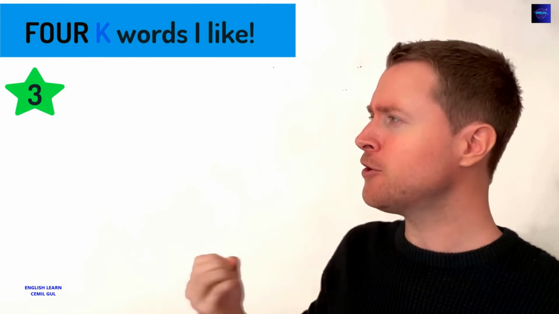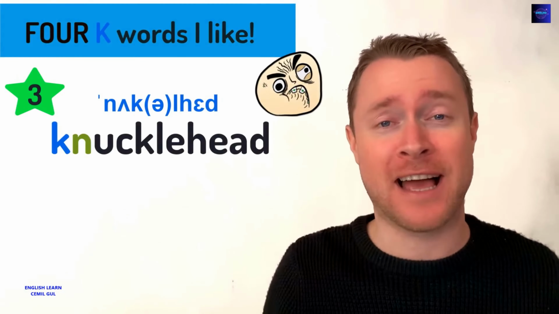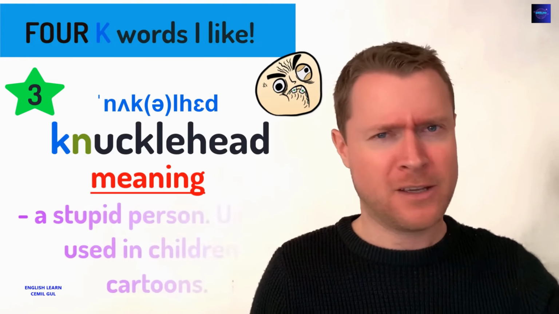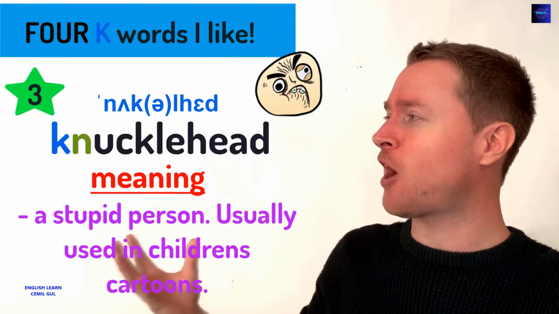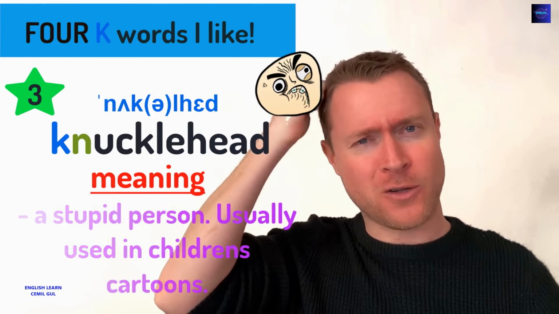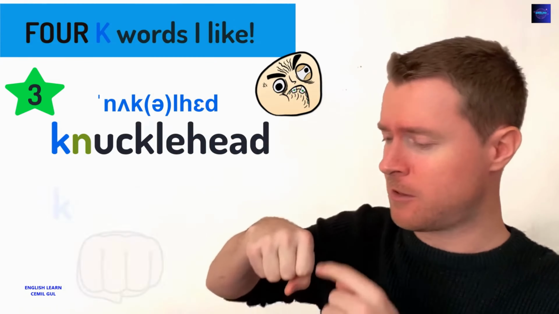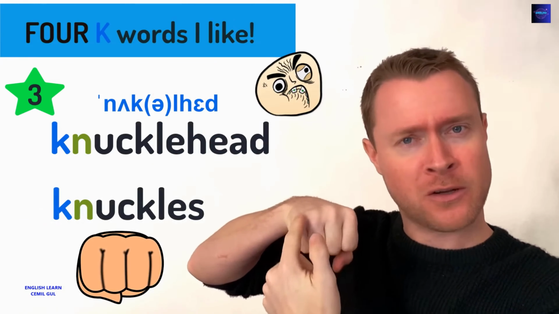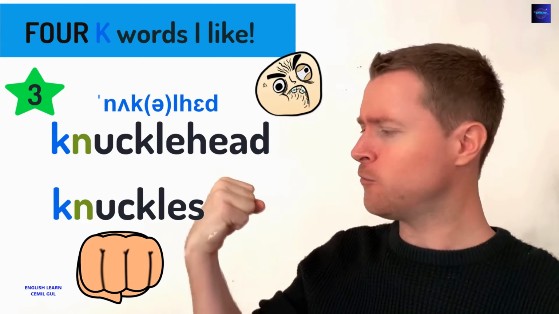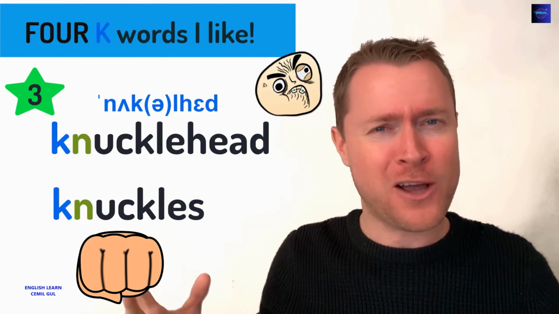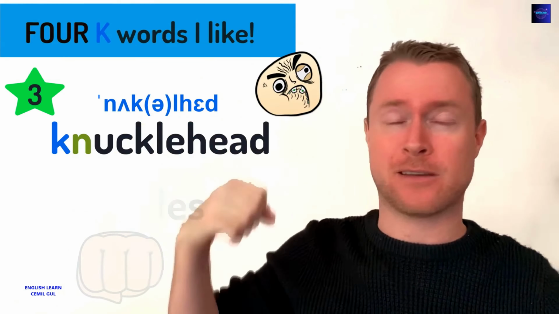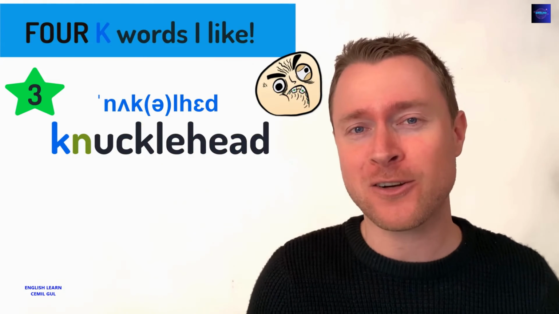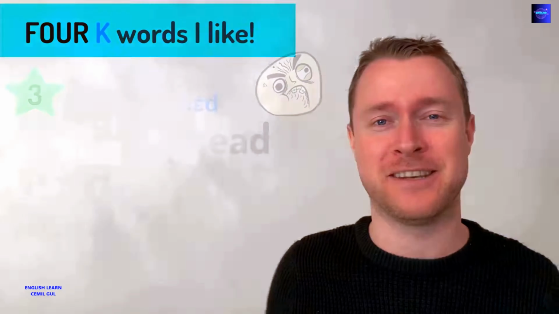Number 3 is the opposite of knowledgeable. It is knucklehead. A knucklehead is a really crazy word that means stupid. You'll hear this sometimes in cartoons. He's a knucklehead. Your knuckles are actually these things here. Your knuckles. So knucklehead kind of means somebody who's been hit in the head and now they're stupid. Knucklehead.